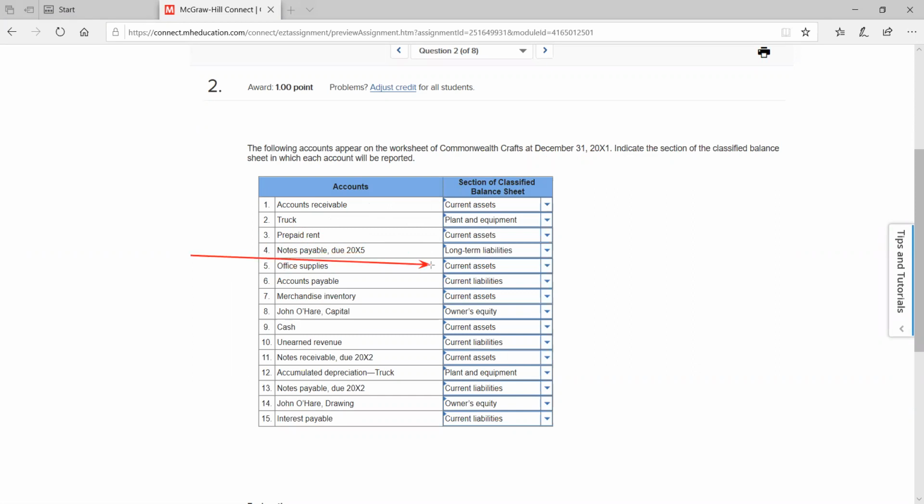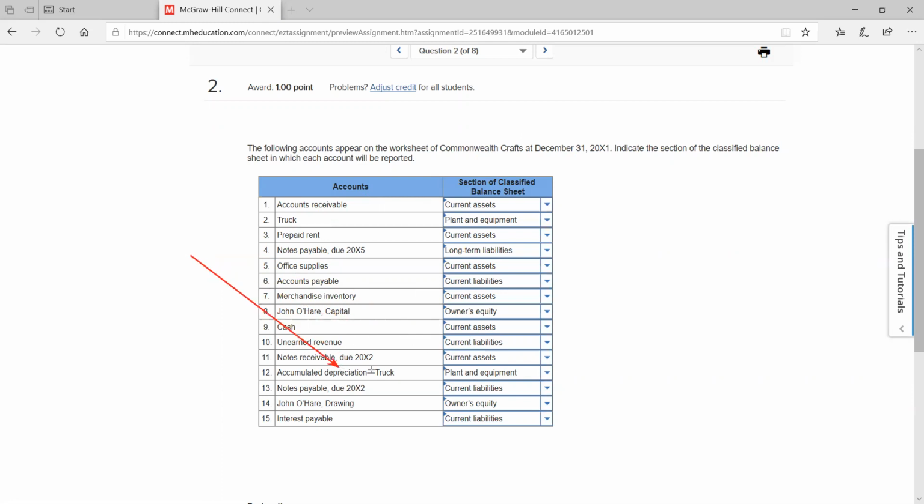Office supplies is usually a current asset. Accounts payable, current liability. Inventory, you do expect to sell that within a year, so that's a current asset. Capital is equity. Cash, of course, is a current asset. Unearned revenue generally should be a current liability unless they told you somewhere in the problem where you can't earn it within a year, but generally that's going to be a current liability. Notes receivable due within a year. Notice that's 02, that's 2, and this is a 1, so that's going to be a current asset.